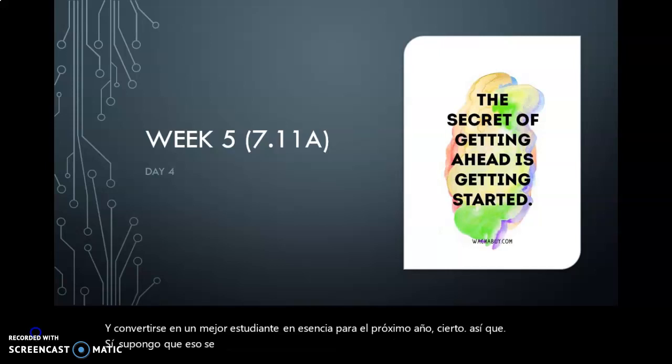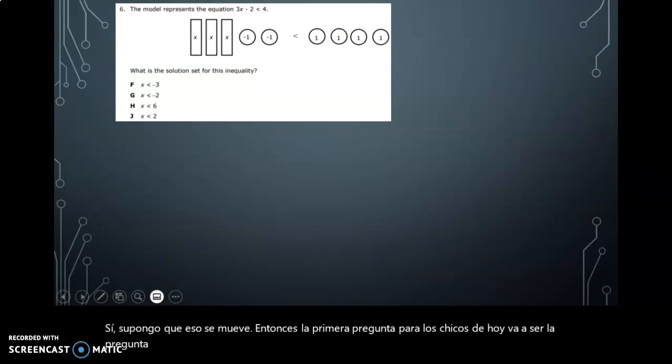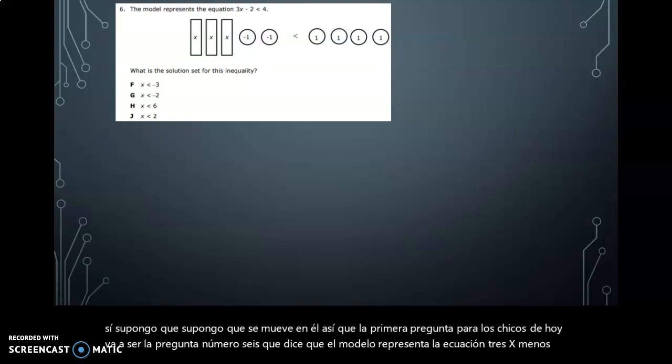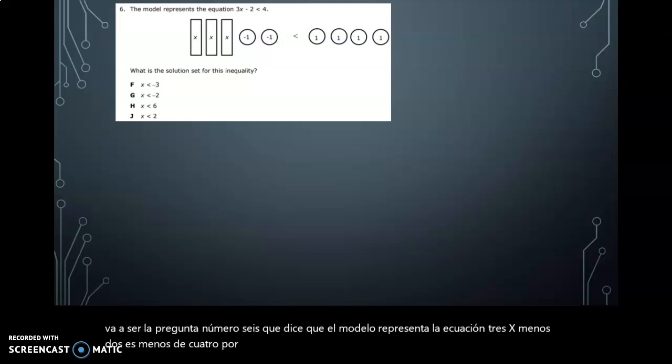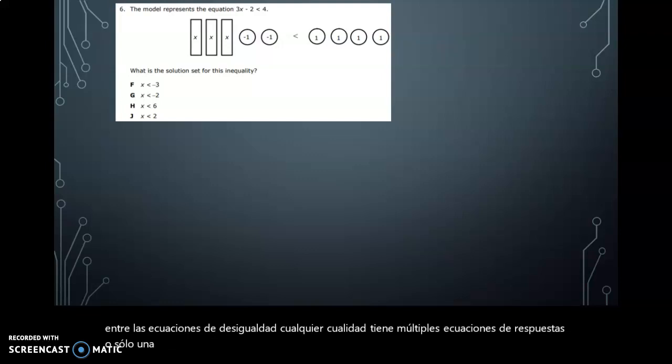The first question for today, guys, is question number 6, which says the model represents the inequality 3x minus 2 is less than 4. So it's an inequality. Just remember and keep in mind the difference between inequalities and equations. Inequalities have multiple answers. Equations have only one answer, right? We solve them the exact same way. Thankfully, they already give us our equation.